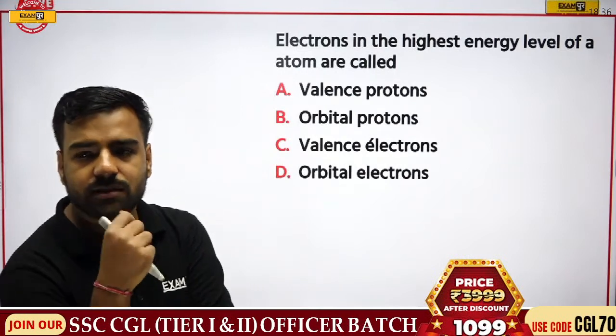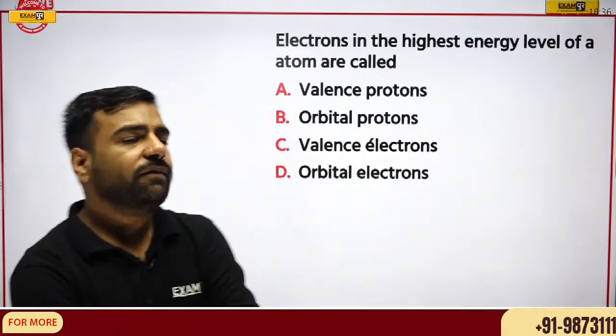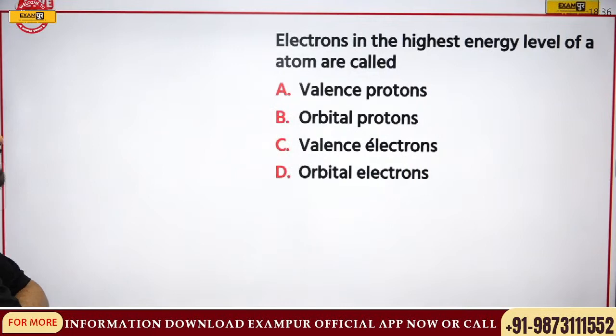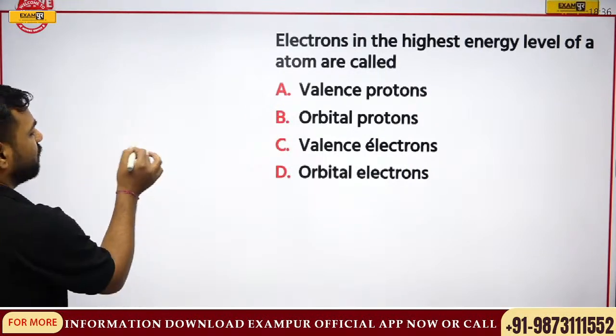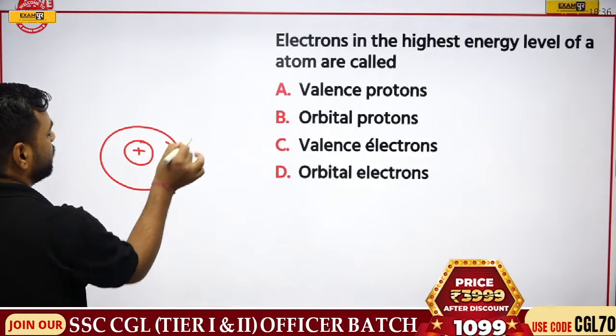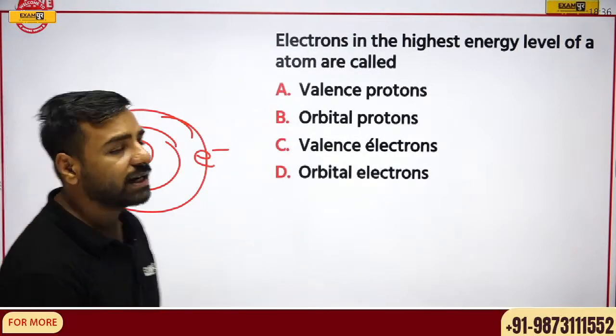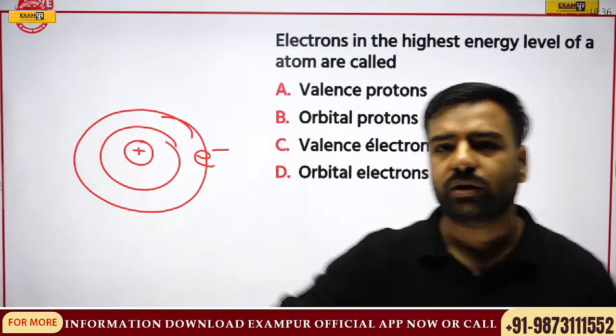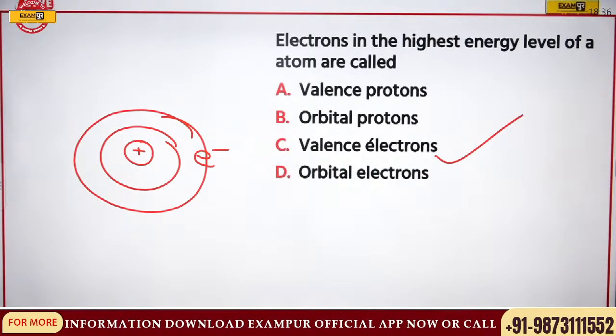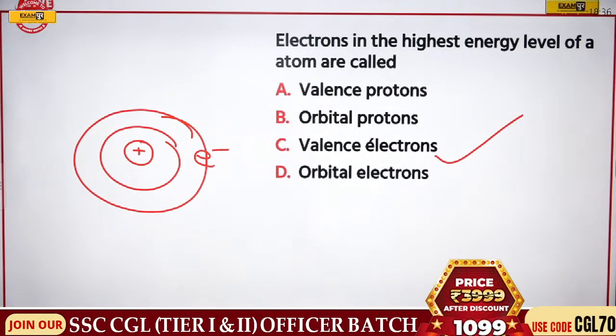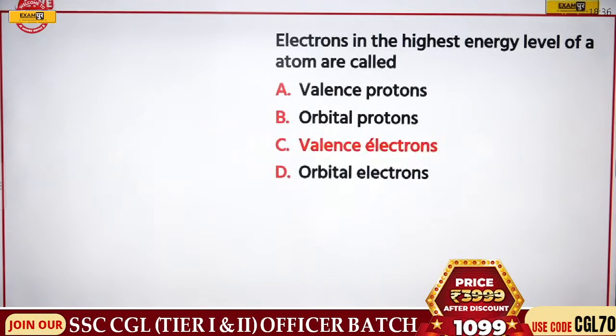Vikramaditya and others, please. If I go with this question, electrons in the highest energy level, this means I'm talking about the outermost shell, where the electrons which are present are known as valence electrons, and that's totally correct. Here option C is correct. So electrons in the highest energy level of an atom are called valence electrons. Next please.